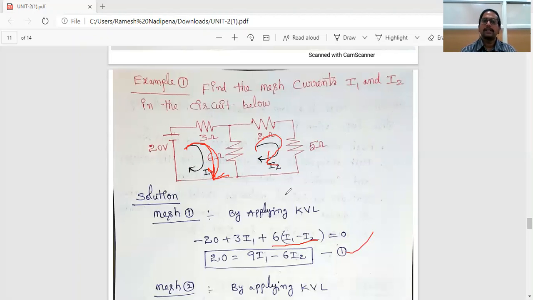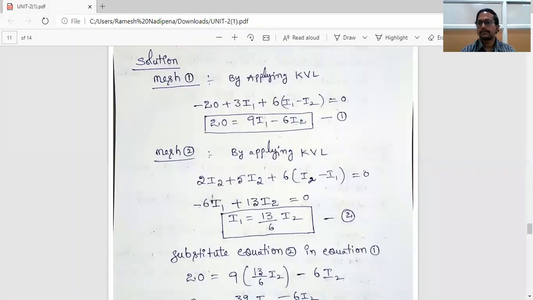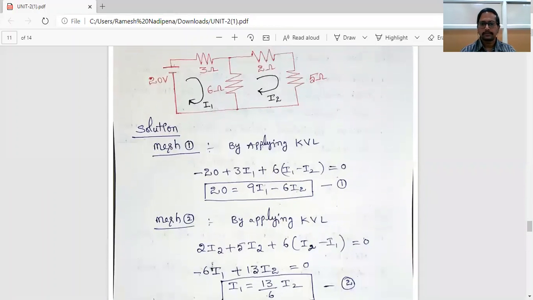Now I have to write the second mesh equation. So for that, let's consider the second mesh. Right. Now consider the second mesh here. See, this is the second mesh equation. Right. So here, if I consider the second mesh, it means this current is more than any other mesh currents. That is the meaning here.